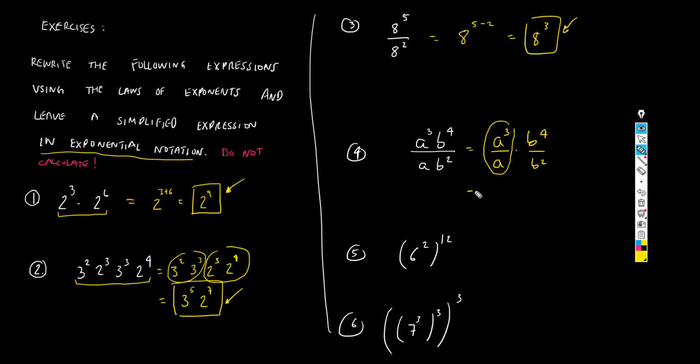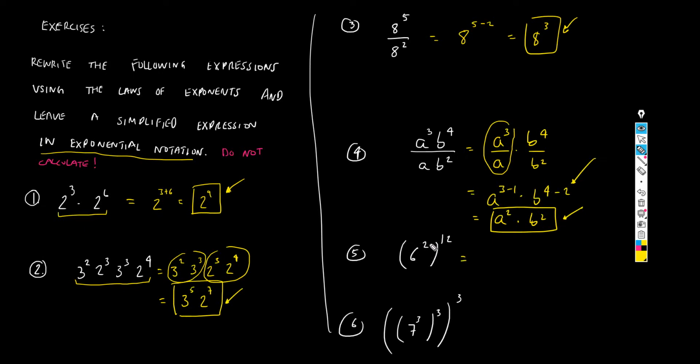And now that I have this separation, just consider this and apply the same rule that we applied here. So this is going to be equal to a to the 3 minus 1, which is going to be equal to a to the 2 times b to the 4 over b to the 2, which is going to be b to the 4 minus 2, which is going to be b to the 2. This is the simplified version. You don't have to go through this in between step, okay? I get it. If you go directly to the final answer, that's cool.